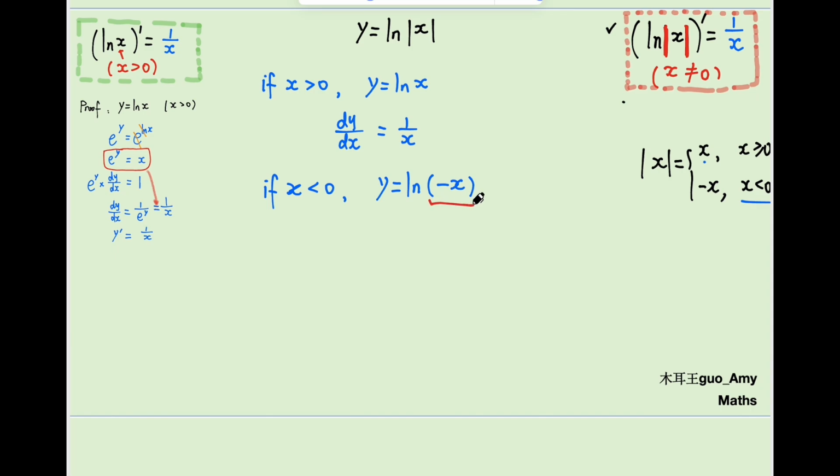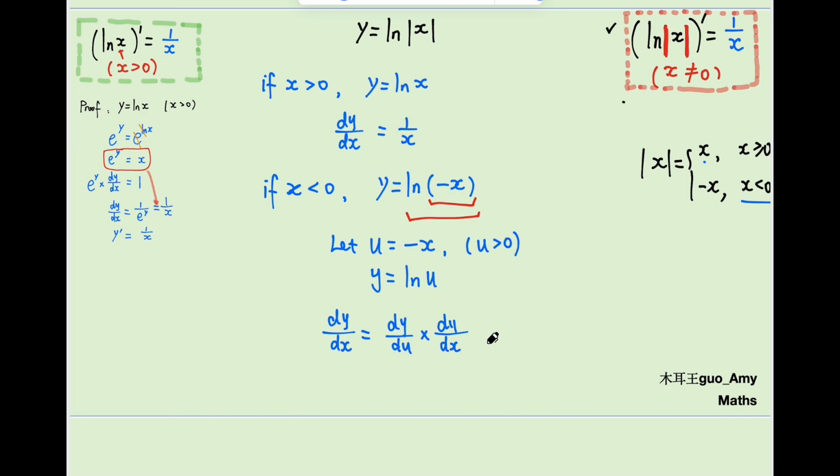The inner one is negative x, and the outer function is the natural log. Therefore, by using the chain rule, we can get the result in this way. Let u be negative x, and then y is equal to natural log u. In this case, u becomes a positive value. By using the chain rule, we will have dy over dx equals dy over du times du over dx.